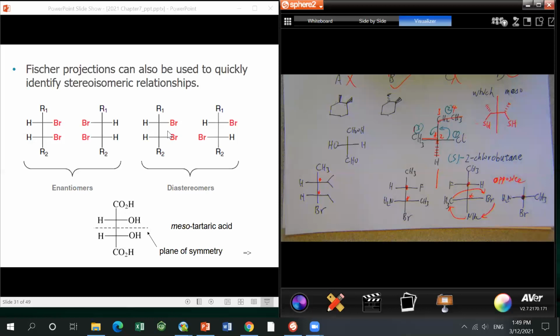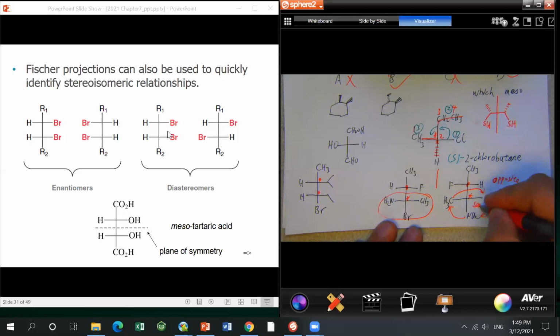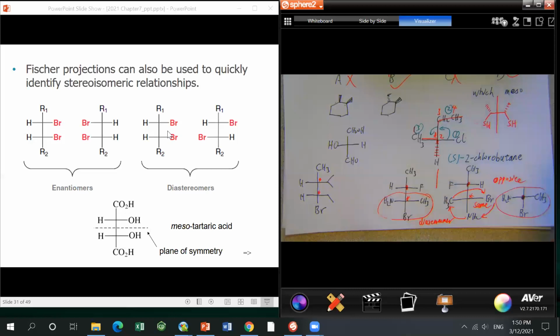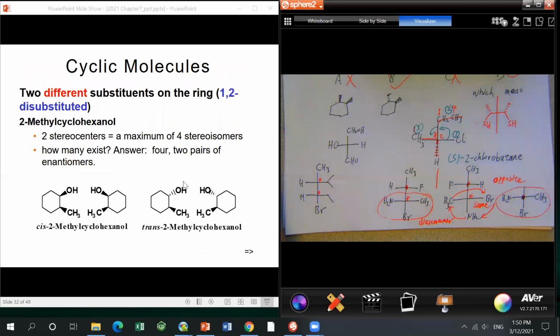Then you take a second look, and you find these two are exactly the same thing. The amine to the right, CH3 to left, and bromide to the bottom. So that means the bottom stereocenter, they are the same. Some opposite, some same. So that means these two molecules are diastereomers. So that's another application for the Fischer projection.